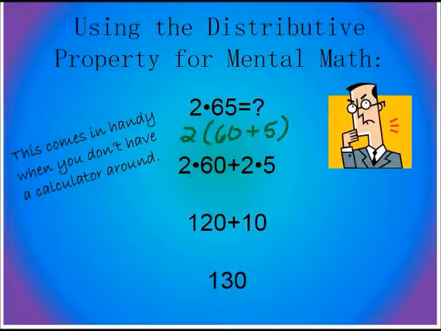2 times 60 is 120. 2 times 5 is 10. So you just add that up. I know that this seems like a longer process, but it actually does work. So instead of doing this math in your head, break it up into 60 plus 5 and distribute that 2 to the 60 and the 5, and then continue to add.